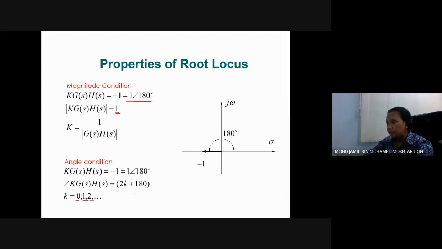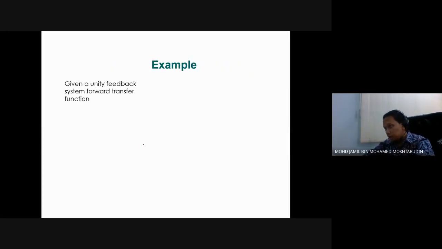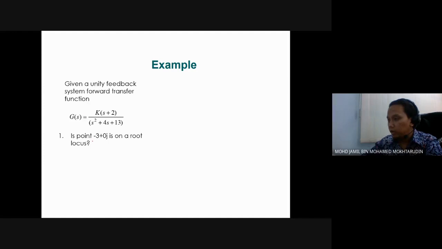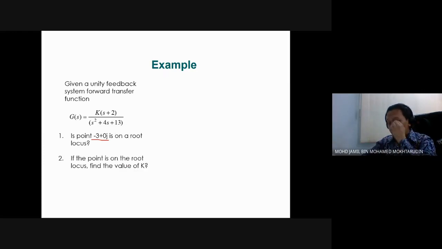Okay, let's look at an example on using these two conditions. Given a unity feedback system, forward transfer function G(s) equals K times (s plus 2) divided by (s squared plus 4s plus 13). The question is: is the point minus 3 plus 0j on the root locus? And second, if the point is on the root locus, find the value of K.